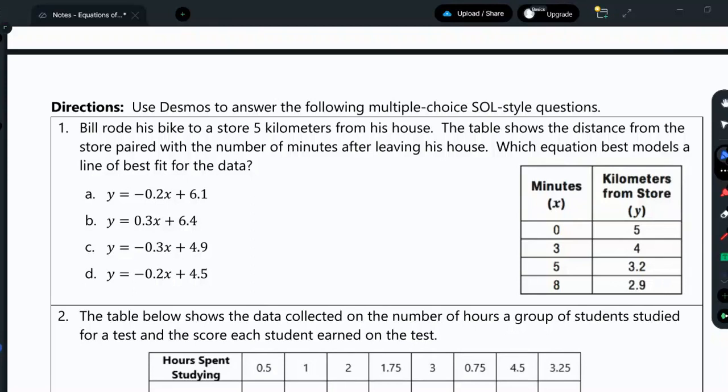We're going to use Desmos to answer the following multiple choice style questions from the SOL. First question is, Bill rode his bike to a store 5 kilometers from his house. The table shows the distance from the store paired with the number of minutes leaving after his house. Which equation best models a line of best fit for the data?